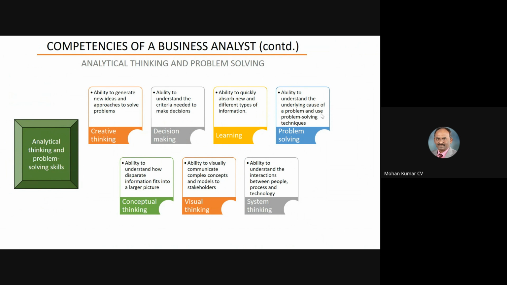So for analytical thinking and problem solving, you have the 7 concepts: creative thinking, decision making, learning, problem solving, conceptual thinking, visual thinking, system thinking. Are you with me?